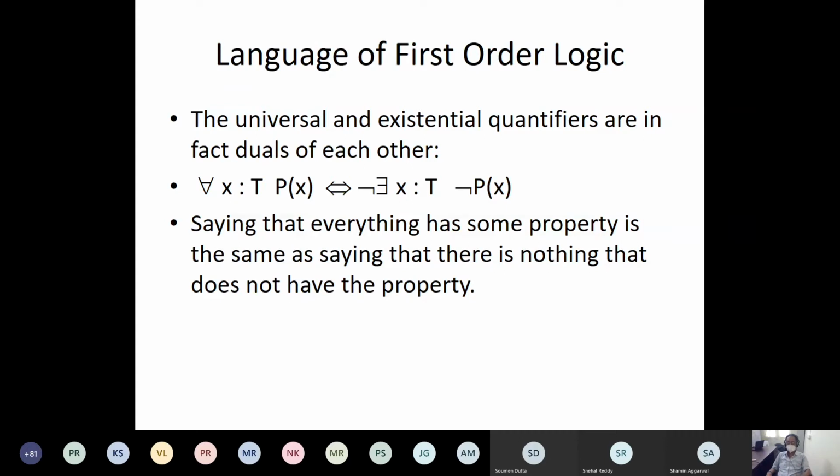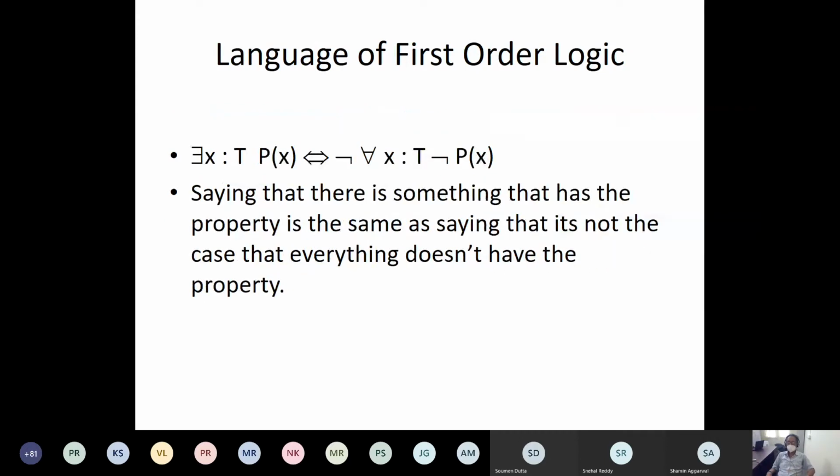And its dual: there exists an x of type T such that P(x) is the same as not for all x of type T, not P(x). Saying that there is something that has the property is the same as saying that it is not the case that everything doesn't have that property.